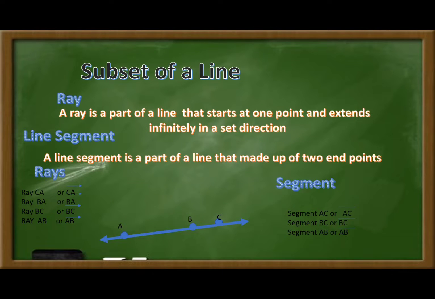We also have the subset of a line. We have the ray. A ray is a part of a line that starts at one point and extends infinitely in a set direction. Then we have a line segment. A line segment is a part of a line that is made up of two endpoints. So we have here ray CA, ray BA, ray BC, ray AB, and then the segments: segment AC, segment BC, segment AB.